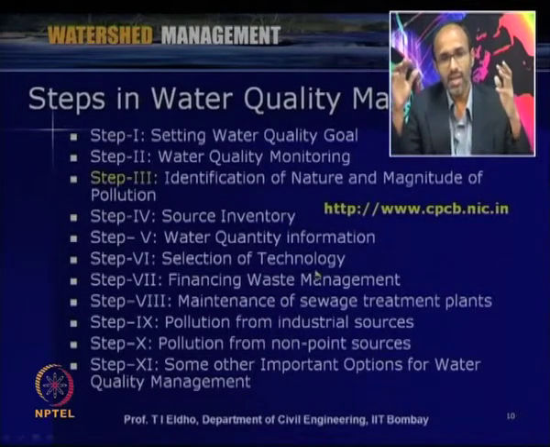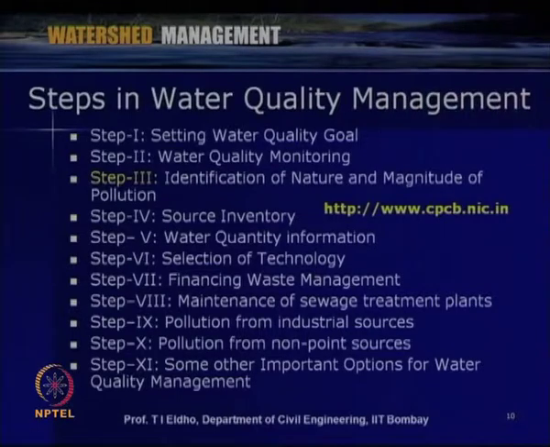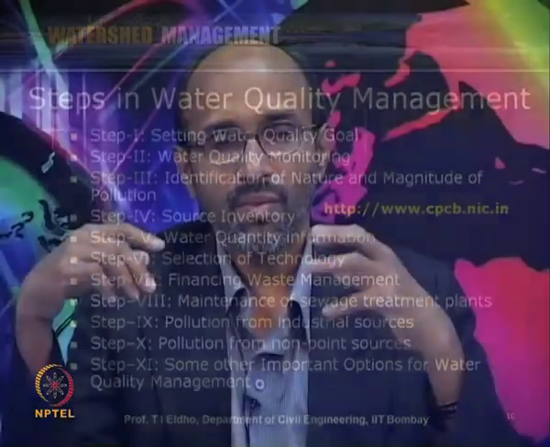So generally, when we are setting the guidelines for water quality management, we have to come up with a document, and then once the document is prepared, to assure that the water quality control measures are met, we have to go through a systematic procedure. So as given by the Central Pollution Control Board, Government of India, these are the 11 steps which we have to follow as far as water quality management is concerned.